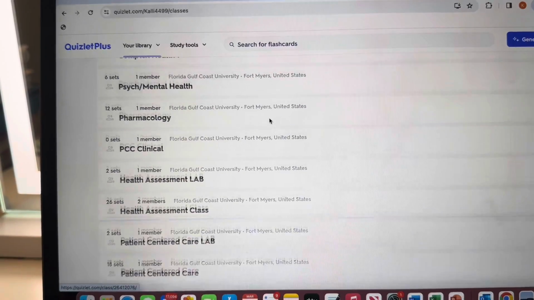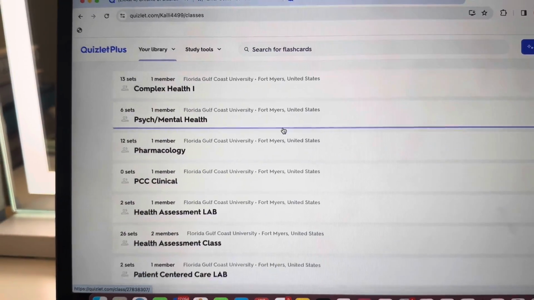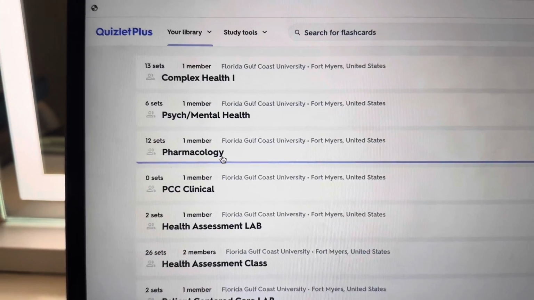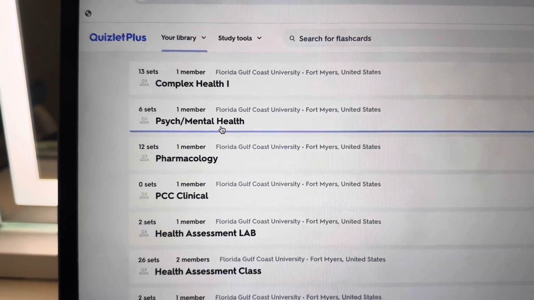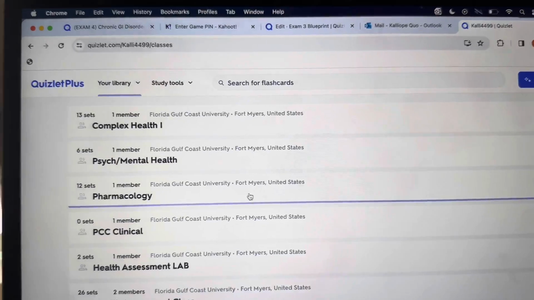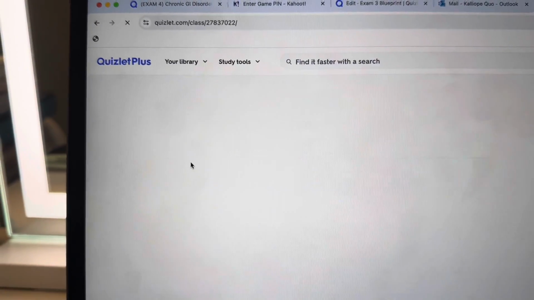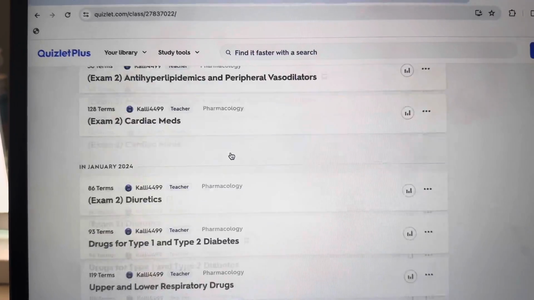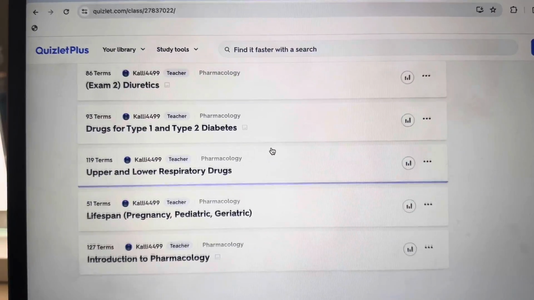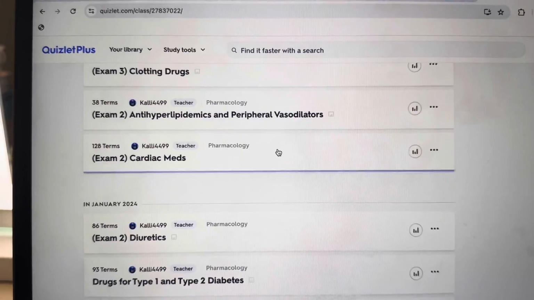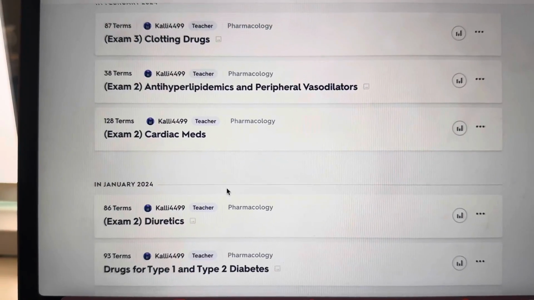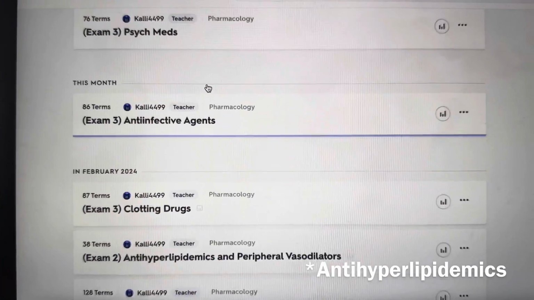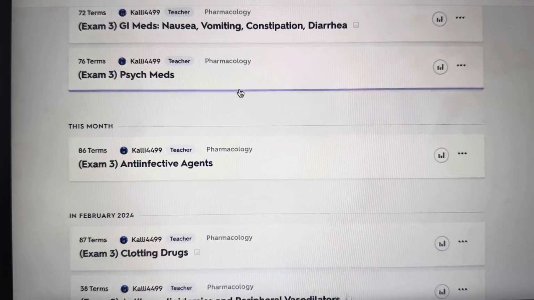I have all of my classes throughout my time in college here, and right now these are the classes that I'm taking. So I have my pharmacology class right here, psych mental health, and complex health. And when you click on each class, so for pharmacology, it'll show you all of your study sets for that class. So these are all of my study sets that I made for exam 1. And then for exam 2, these are all of my study sets, so diuretics, cardiac meds, antihypertensives. And then for exam 3, these are all my study sets for exam 3.